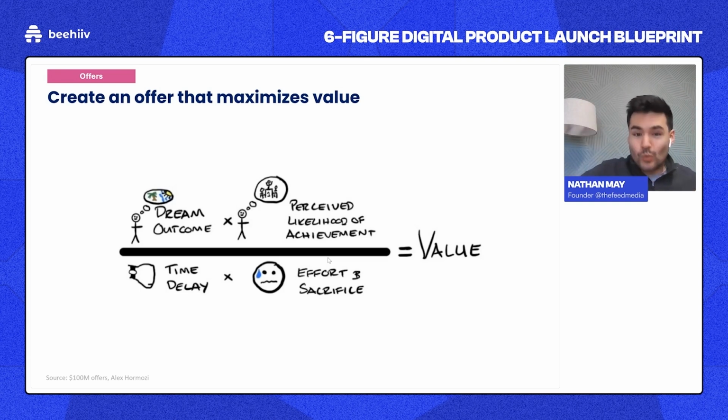Having to wait to get the value subtracts from the value. Nobody wants to do that. And effort and sacrifice. Do I have to start doing things that I don't want to do, right? If you think about weight loss, do I have to start cooking healthier food and go to the gym? Do I just stop doing things that I love? Do I just stop eating the candy or going to my favorite restaurant all the time?